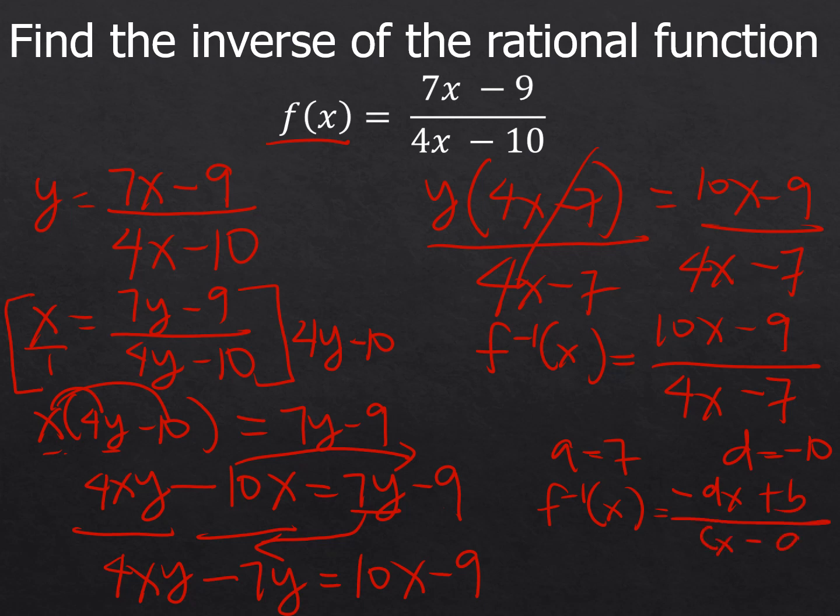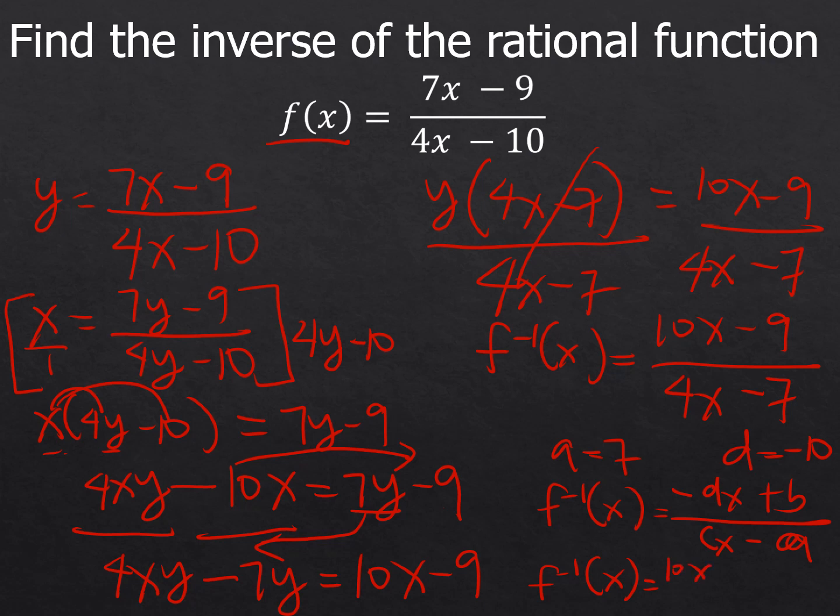So, we're going to substitute the value of a, which is 7, and the value of d, which is equal to negative 10. Instead of writing d, we're going to write negative 10. So, we will be having negative times negative 10 is 10. So, it will be 10x.